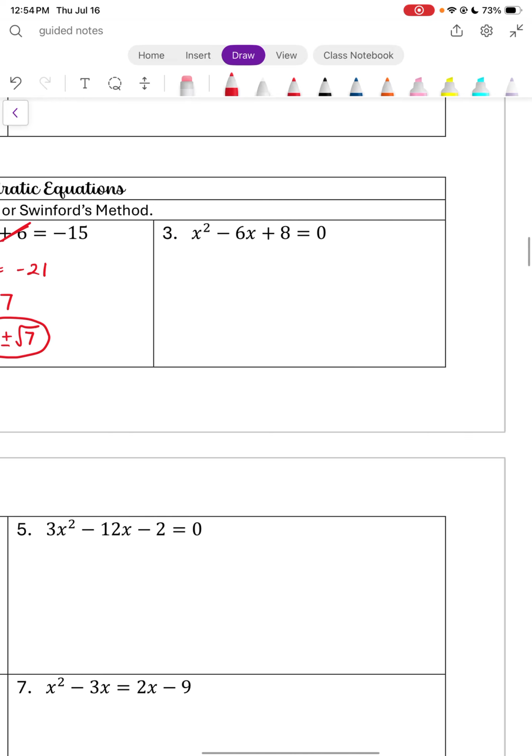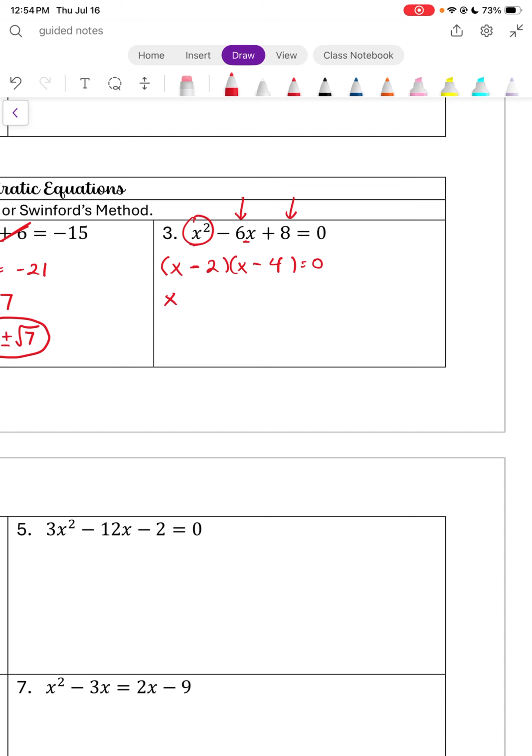Next one, if it's a quadratic trinomial of this form, we can try to factor it. The way we're going to factor it is we first ask ourselves what multiplies to give you x squared, which is x and x. I need 2 numbers that add to give you negative 6, multiplies to give you positive 8, which has to be a negative and a negative, and that would be 2 and 4.